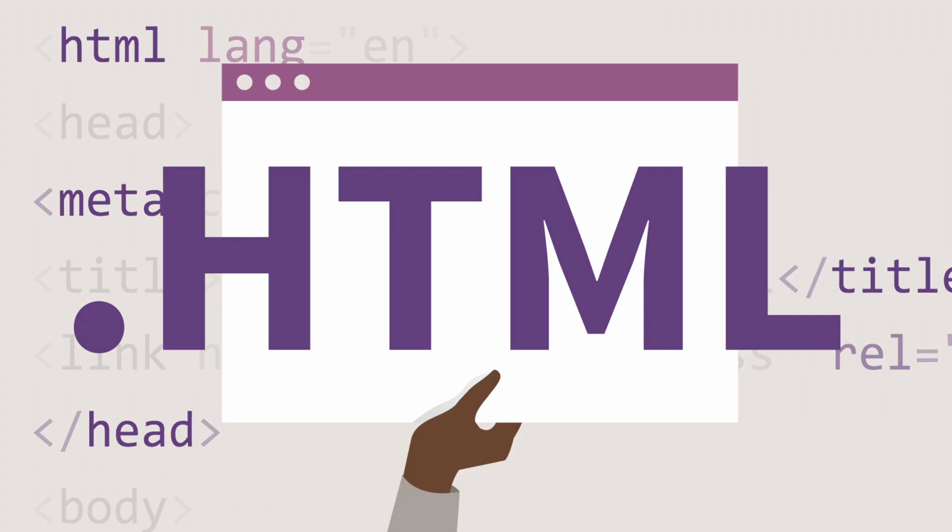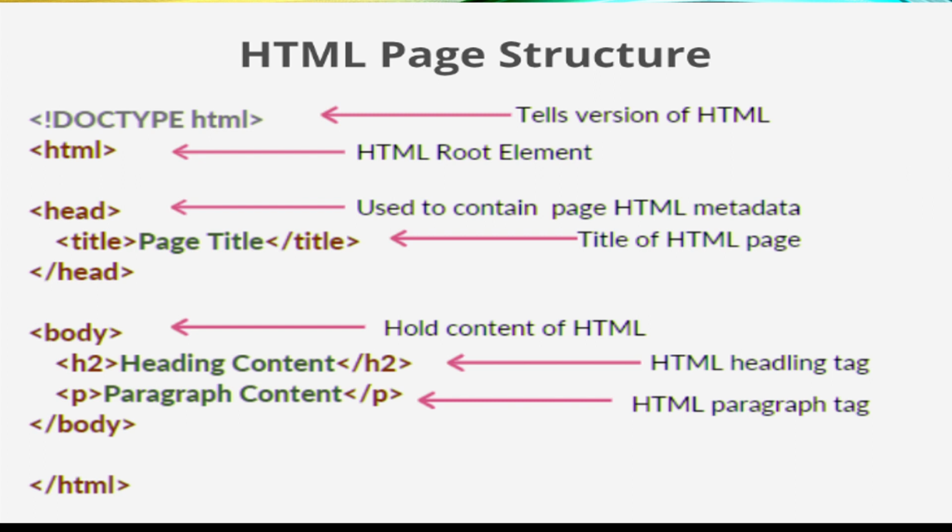Now we will learn about what is present in HTML. First of all, the HTML page structure. So this is how the HTML page structure looks. First one is the doctype HTML. So these are the opening and the closing tags, and doctype HTML tells the version of HTML. Then next is HTML, which is the root element.